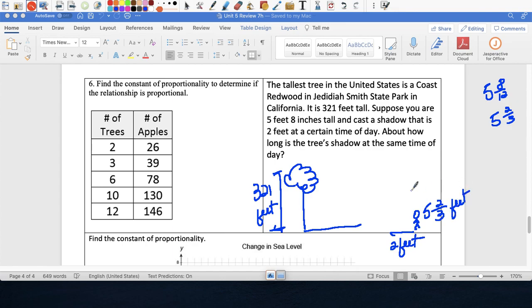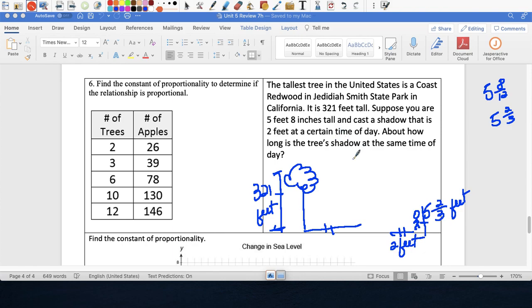Okay, or change everything to inches. Pretty sure this one is easier. So let's say they're similar, right? So we have the height. The height of the person corresponds to the height of the tree, and the shadow of the person corresponds with the shadow of the tree. And we can use that to set our proportion.